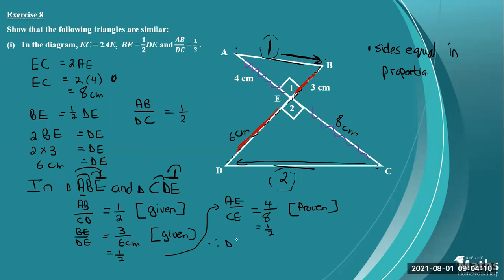Therefore, the triangles, they all have ratios of 1 over 2. Therefore, triangle ABE will be similar to triangle CDE. And I'm not going to say angle, angle, angle, because we didn't work with 3 angles. I'm going to say the sides are in equal proportions.